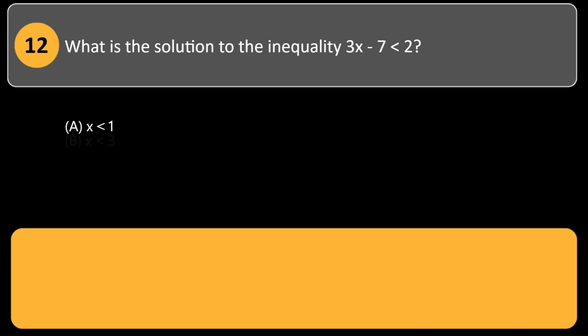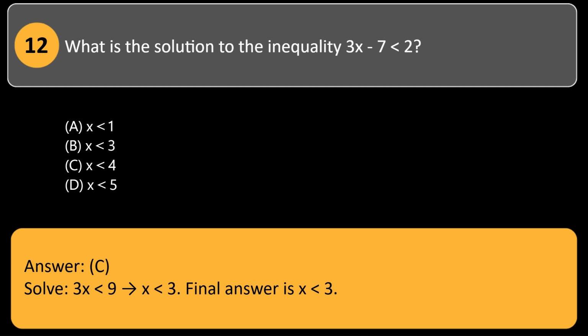What is the solution to the inequality 3x + 7 < 2? A. x < 1. B. x < 3. C. x < 4. D. x < 5. Answer, C. Solve, 3x < 9, x < 3. Final answer is x < 3.